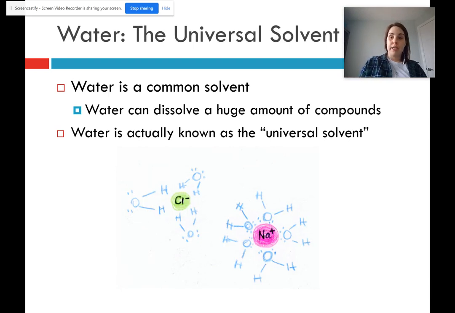Water very commonly is a solvent in solutions, and we often call it the universal solvent. One, like we said, because it's a very common solvent, and two, because there are so many things that water can dissolve. There's a huge amount of compounds, in comparison to other solvents, that water can dissolve. So we call it a universal solvent. Not everything can dissolve in water. We learned that back when we did, for example, our beaker assignment. But there are a lot of things that water can dissolve. So for a lot of the solutions we're going to be talking about measuring or creating in class for this unit, water is going to be our solvent.